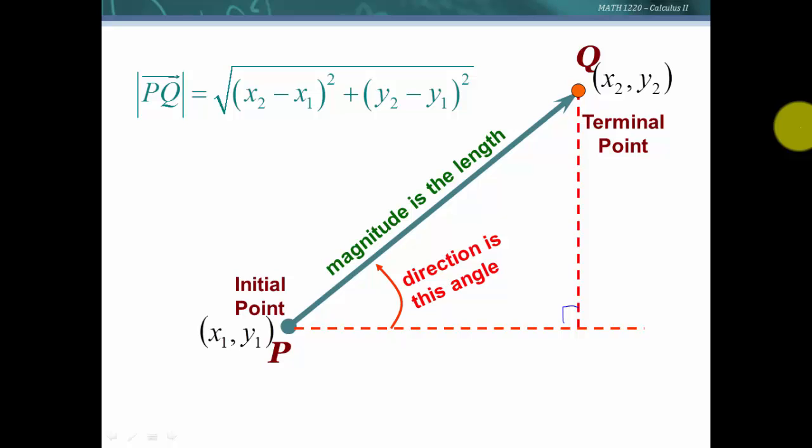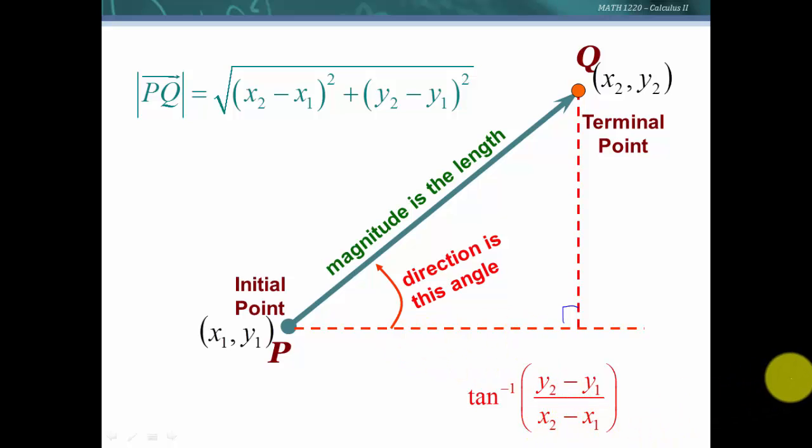We could also use what we've learned about trig and right triangles to find this angle, because tangent theta would be opposite over adjacent, and so the angle would be the inverse tangent of opposite over adjacent, which would be (y2 minus y1) over (x2 minus x1).